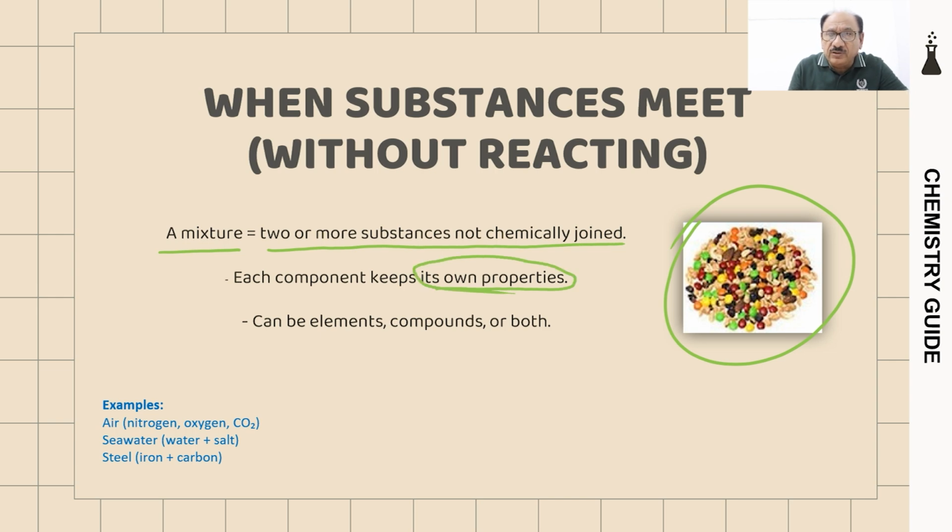For example, if we mix salt and sugar, the sugar particles and salt particles will keep their own properties. Sugar will remain sugar, and salt particles will remain salt particles, and they will not lose their properties. A mixture can be elements, compounds, or both. So we can mix two or more elements, or one element and one compound, or two compounds. It depends.